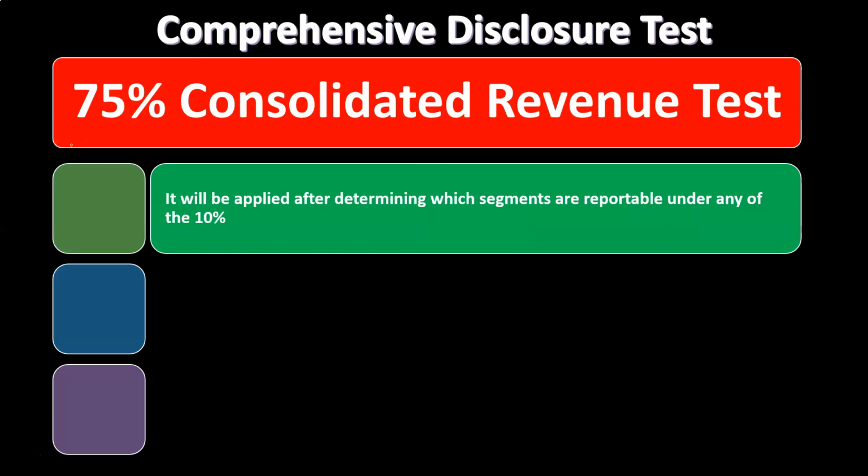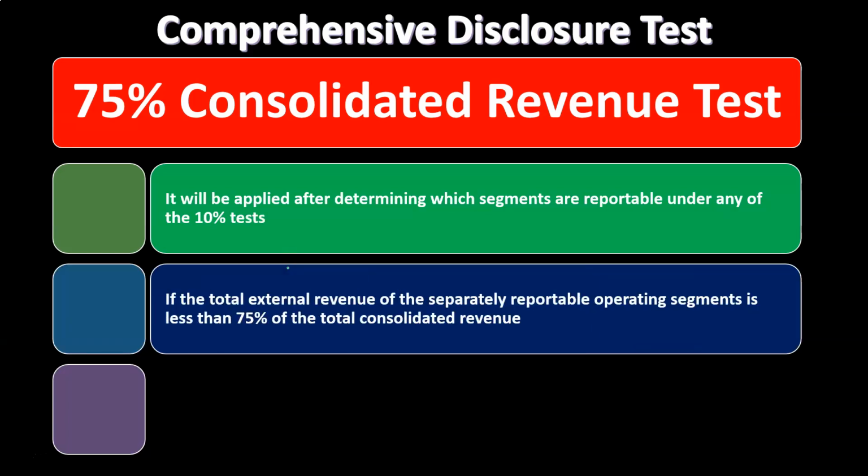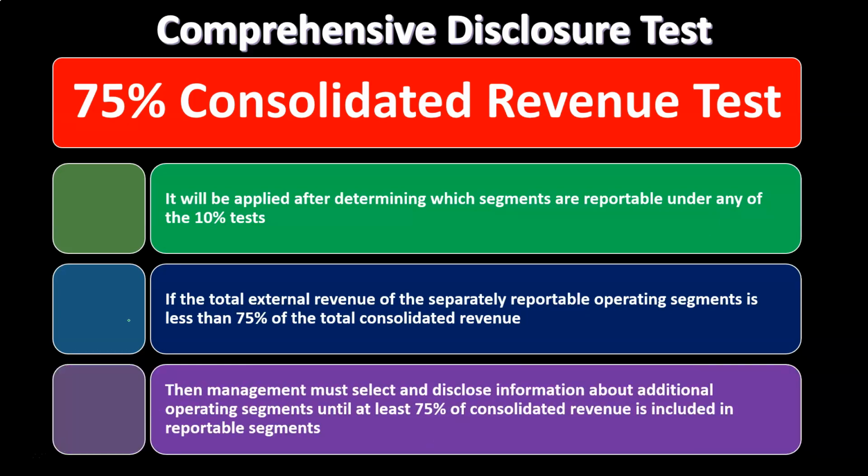It will be applied after determining which segments are reportable under any of the 10% tests. So we're going to do the 10% tests first, and then we're going to say, okay, now we've done our 10% tests. We've figured out the separate segments that are required based on those tests. And then if the total external revenue of the separately reportable operating segments is less than 75% of the total consolidated revenue, then management must select and disclose information about additional operating segments until at least 75% of the consolidated revenue is included in reportable segments.